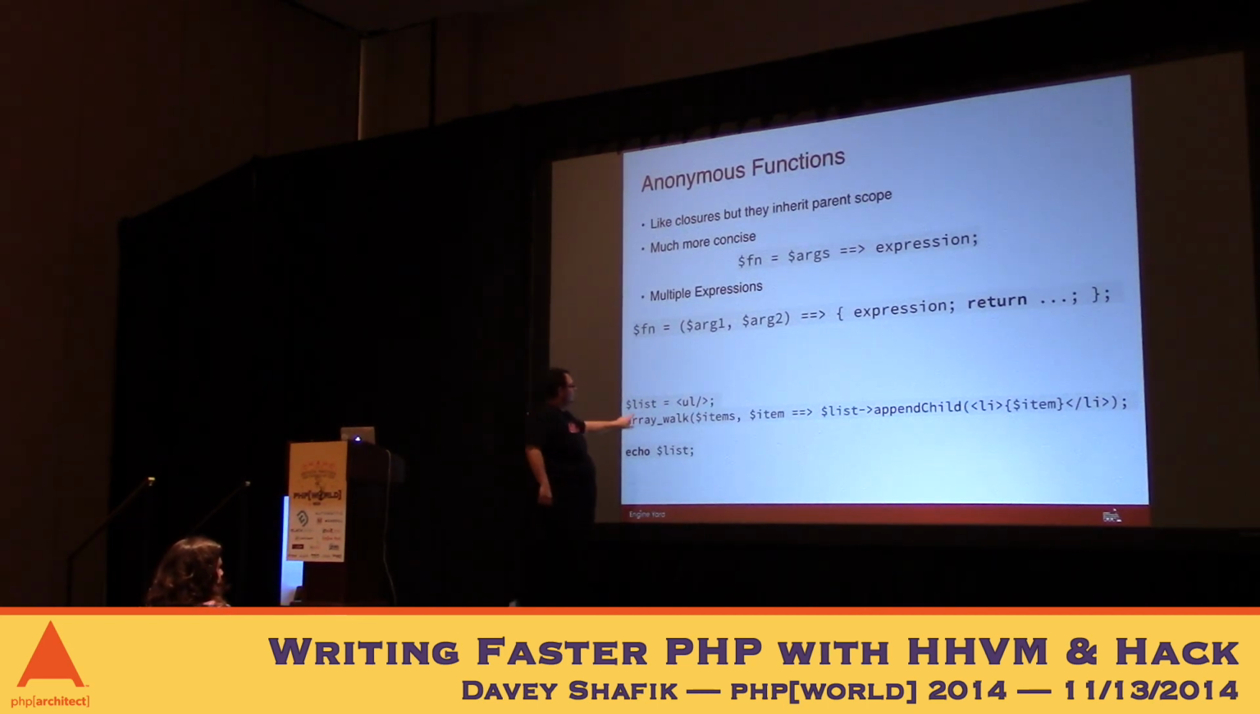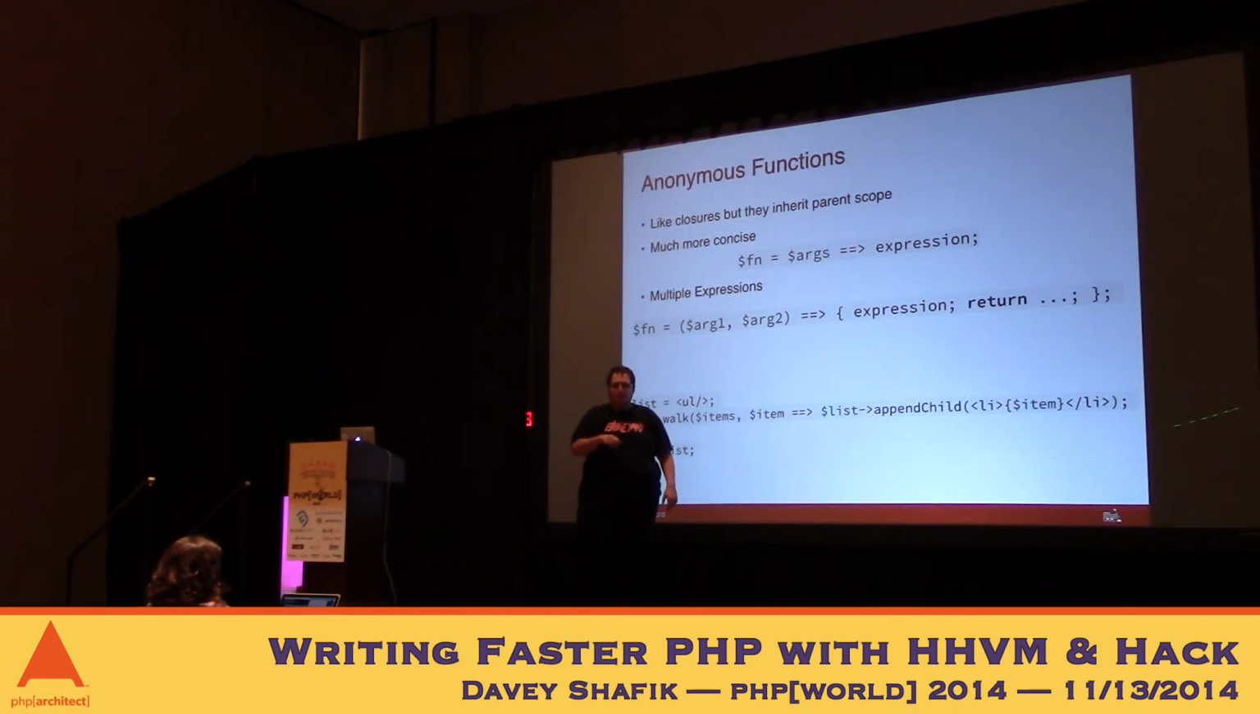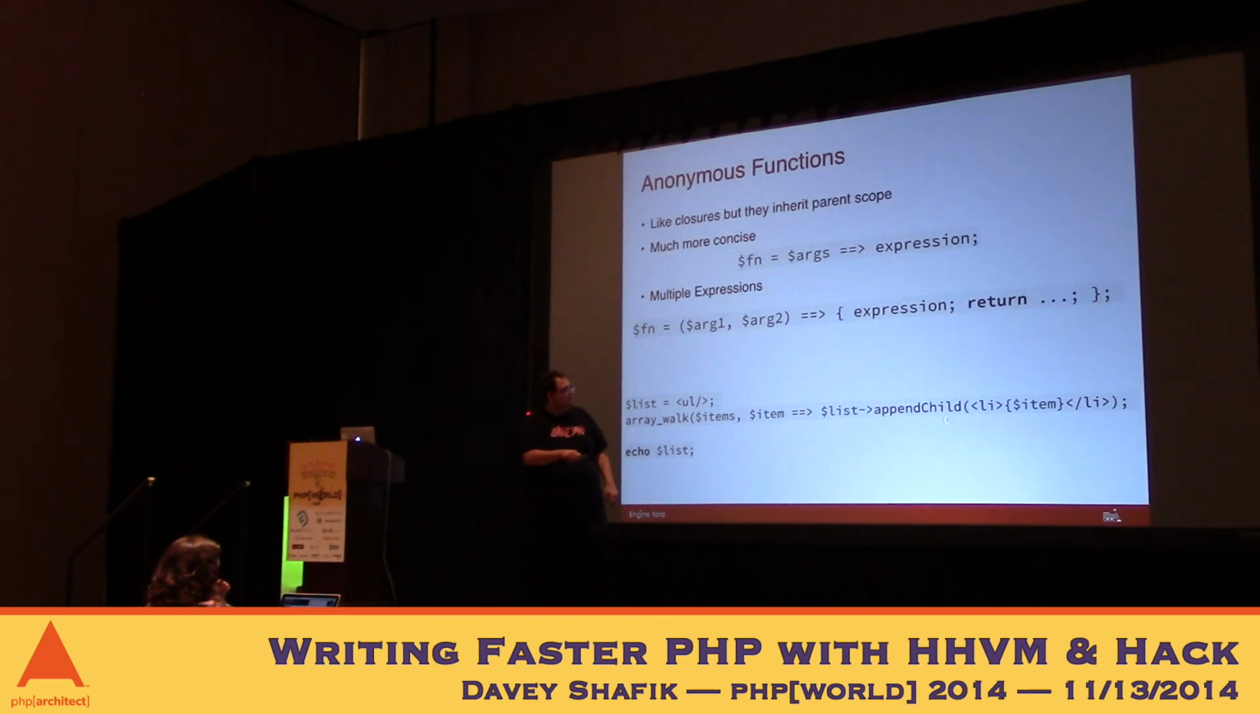So list equals ul. This is part of XHP, which we'll get to. Array walk over our items, and then we have this little anonymous function. Item is the argument, and list append child, because the list is a structure, a collection. We're going to append this list item, very simple. And then echo the list. So we'll get to that.